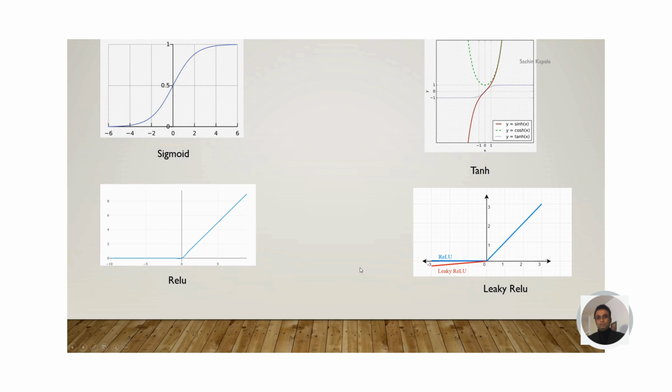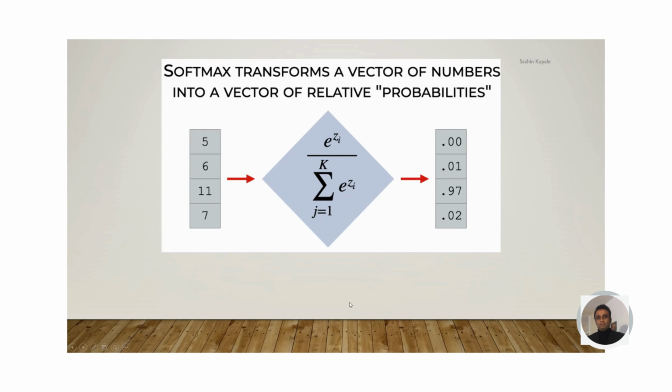The fifth one is Softmax. In Softmax, as you can see, it transforms a vector of numbers into a vector of relative probabilities. If you're getting values around 5, 6, 11, and 7, you know that 11 is quite a large value, and you want to see probabilistically what outcome your neuron should be throwing and what probability you should be clearly pointing out.